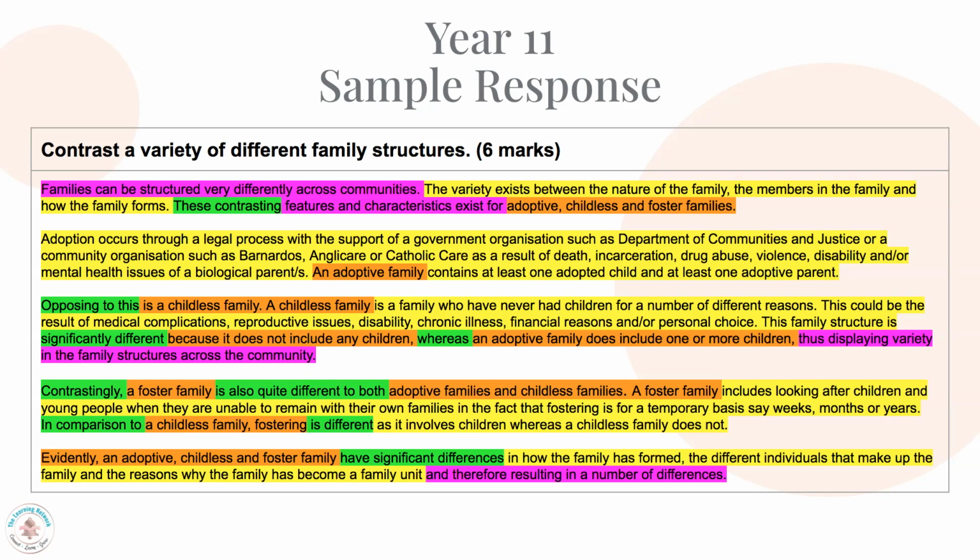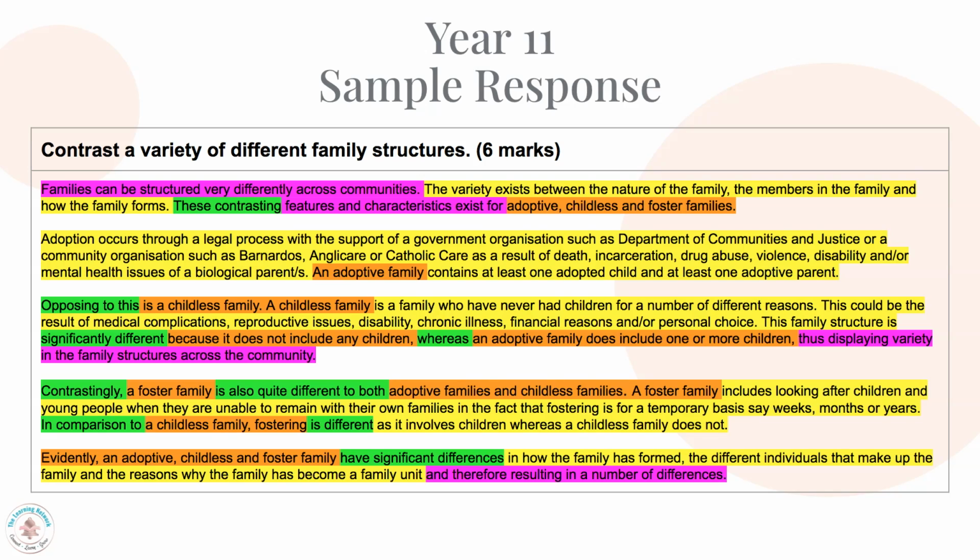These contrasting features, again, contrast, features and characteristics exist for adoptive, childless, and foster families. So our syllabus knowledge there. Adoption occurs through a legal process with the support of a government organisation such as Department of Communities and Justice, or a community organisation such as Barnardos, Anglicare, or Catholic Care, as a result of death, incarceration, drug abuse, violence, disability, and or mental health issues of a biological parent or parents. So we're showing lots of different examples here.